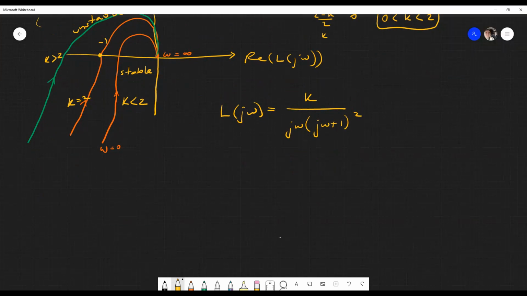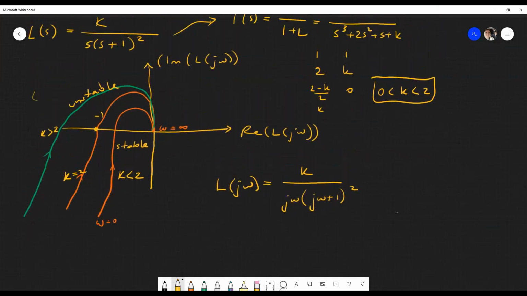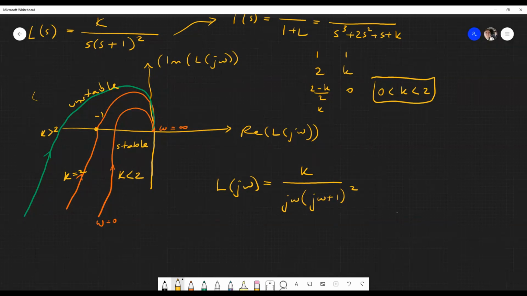Hocam, I just had a question: at K equals 2, do we call it stable or unstable? It's just in the limit of stability. If you look at the time response at K equals 2, you will have sustained oscillations like a sinusoid, just as we have in the DC motor case, for example. We are in the limit of stability. Okay? Thank you, hocam.